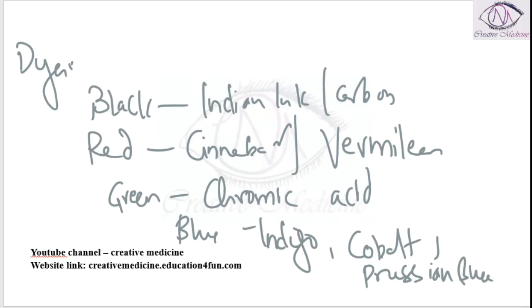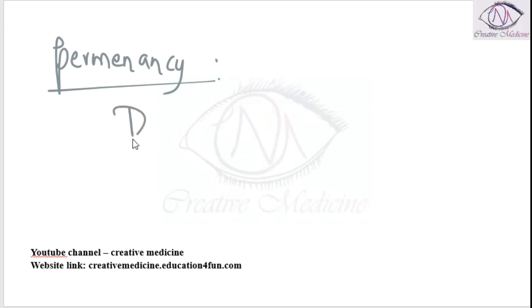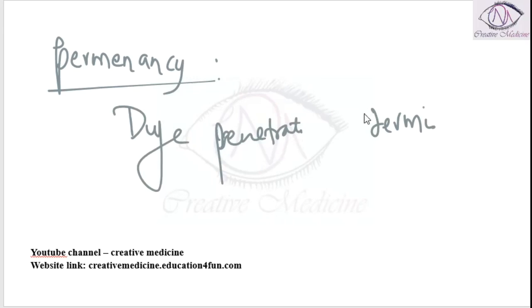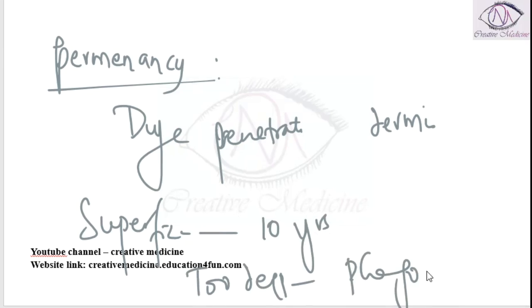Permanency of tattoos and disappearance. Most permanent tattoos are made when dye penetrates the dermis. If the dye is superficial, the tattoo will fade by 10 years of age. If it is injected too deep, then the dye is removed by phagocytes. So, permanent tattoos are made when the dye penetrates the dermis.